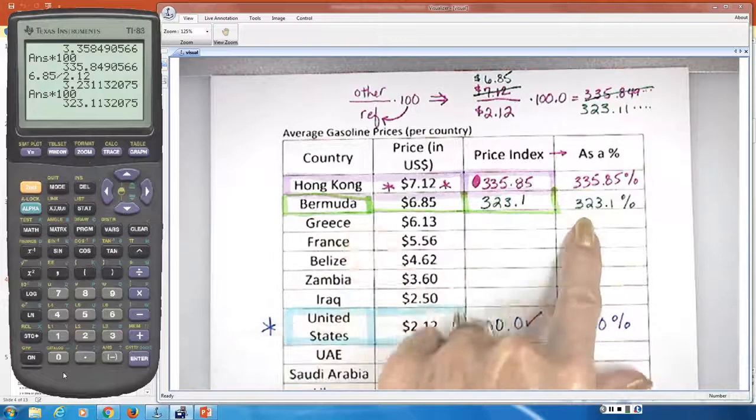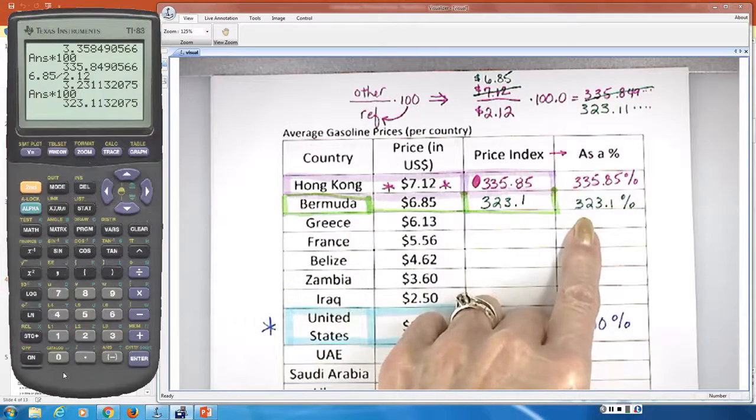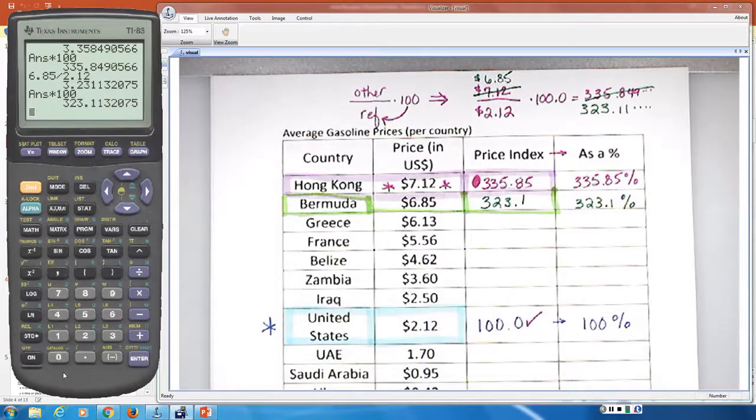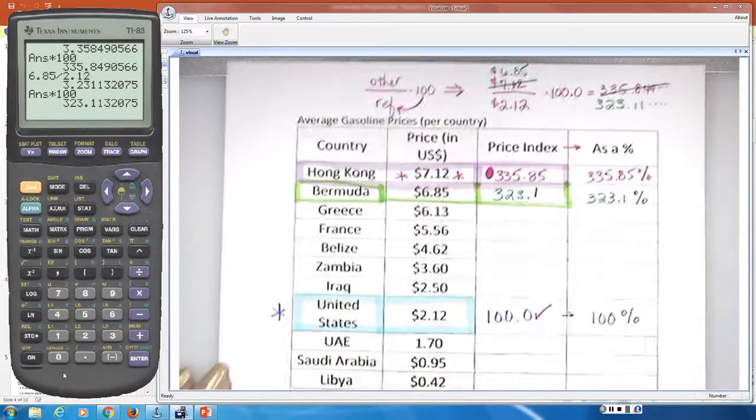Gas in Bermuda is 323.1 times what it is in the United States. So it's, again, over 3 times as much. Well, let's do one more just so that you understand.